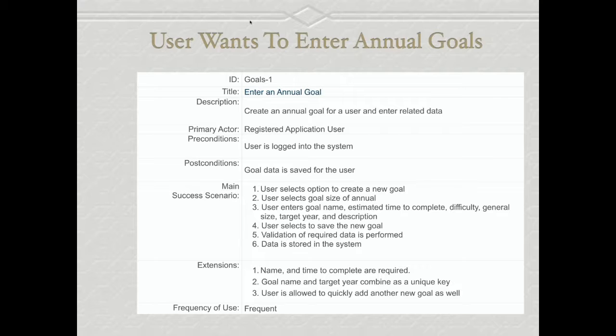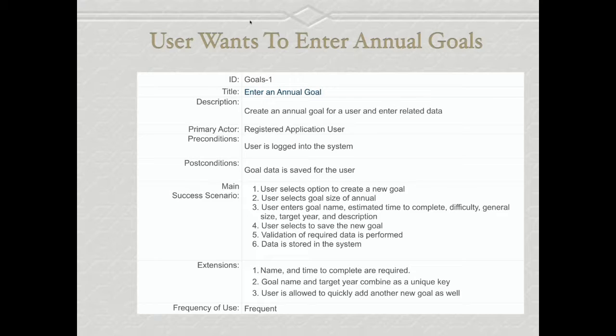The extensions is where you're going to cover any additional notes and exceptions. So here we see that the first one is that the name and time to complete are required. We talked about validation. And so we've actually added a little bit of a note here that one of the things we're going to be validating is that there's a name and that there's a time to complete entered for the goal. We've noted that in item 2 there that goal name and the target year are going to combine as a unique key.